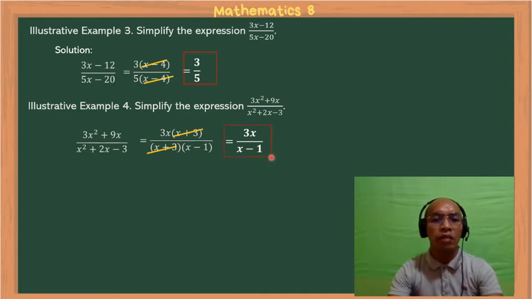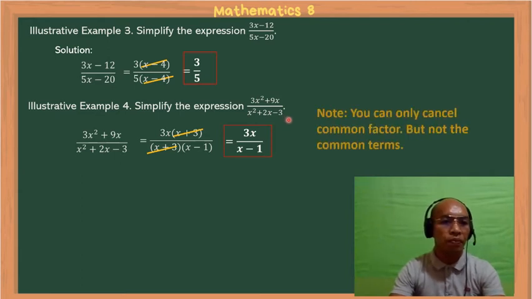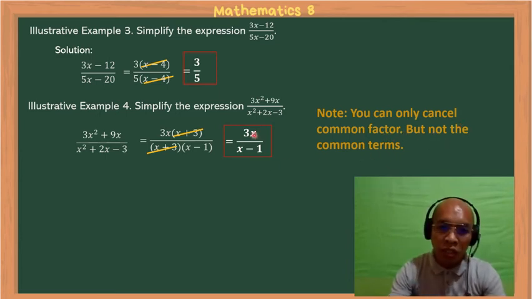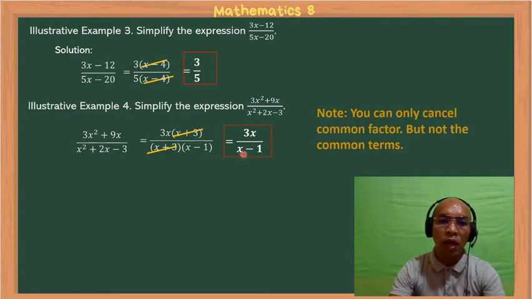So this is now the simplest form of this given algebraic expression. Note, we can only cancel common factors, but we cannot cancel common terms. In this case, we cannot cancel x and x because in the numerator, x is a factor. In the denominator, x is part of a term because there is an operation, which is minus, here.